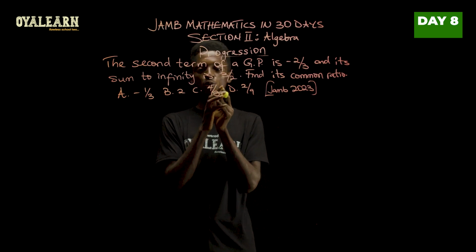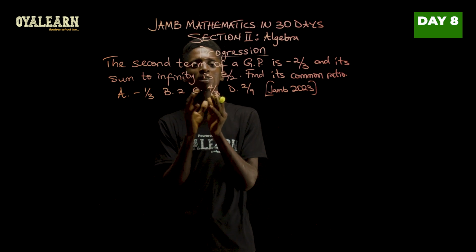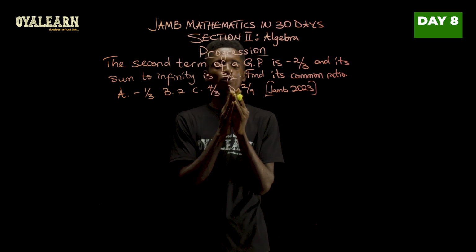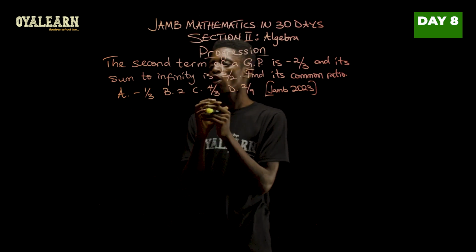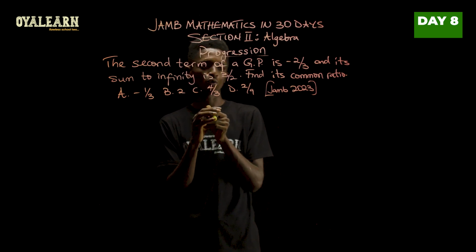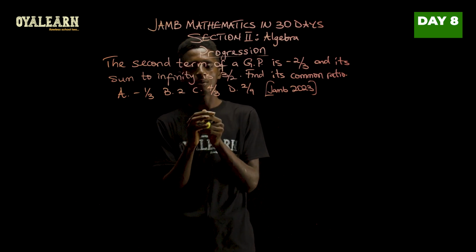This question from JAMB 2023 says, the second term of a GP is negative 2 over 3, and its sum to infinity is 3 over 2. So find its common ratio.